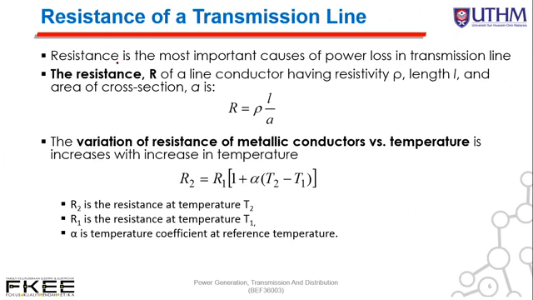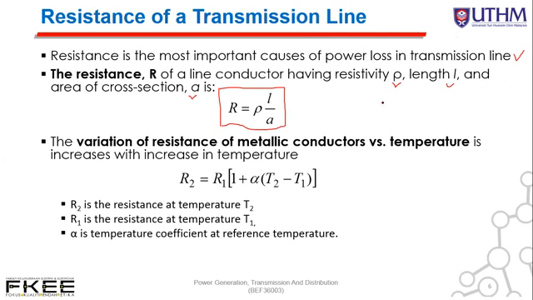Basically, as I mentioned before, resistance is the most important cause of power loss in a transmission line due to I²R loss. The resistance R of a line conductor having resistivity ρ, length L, and cross-sectional area A can be represented as R equals ρL divided by A.